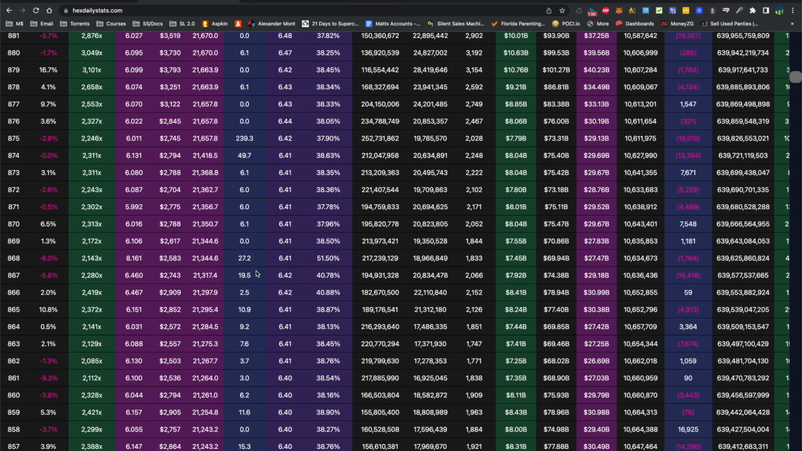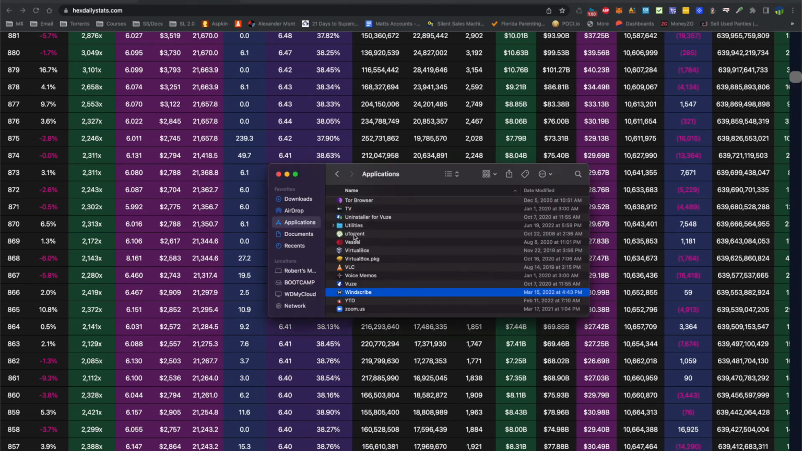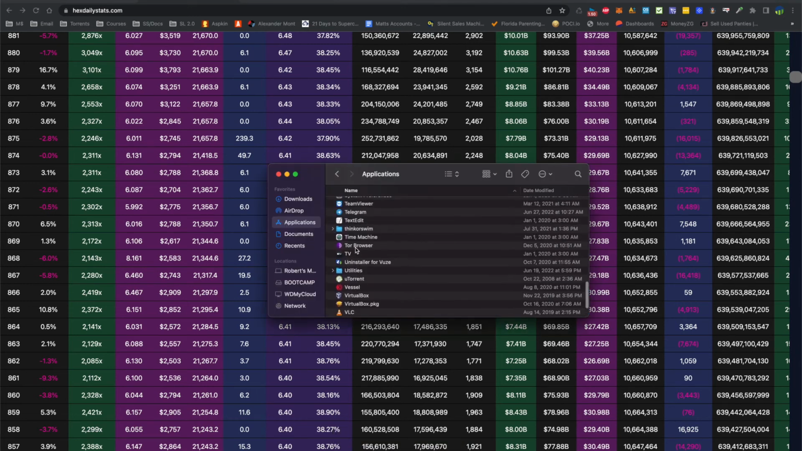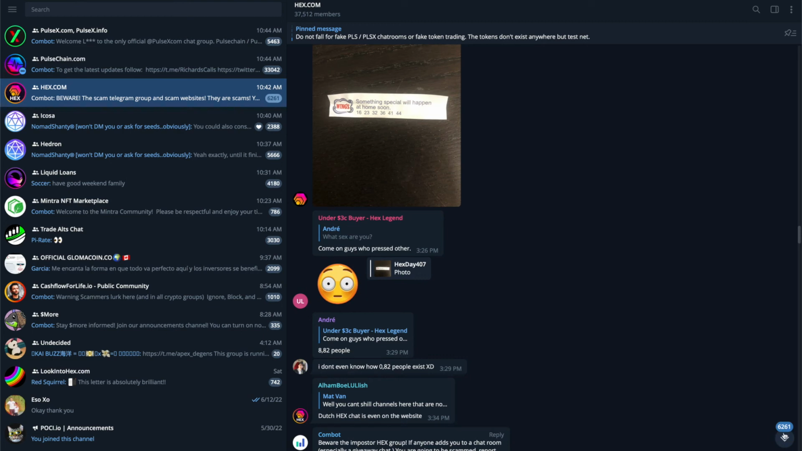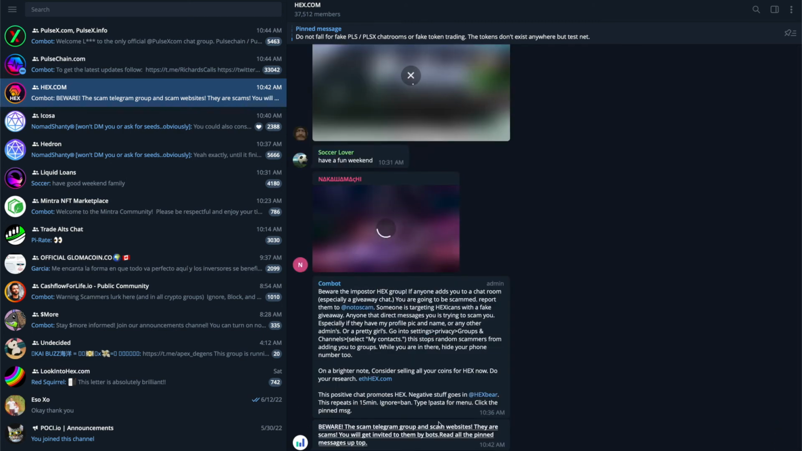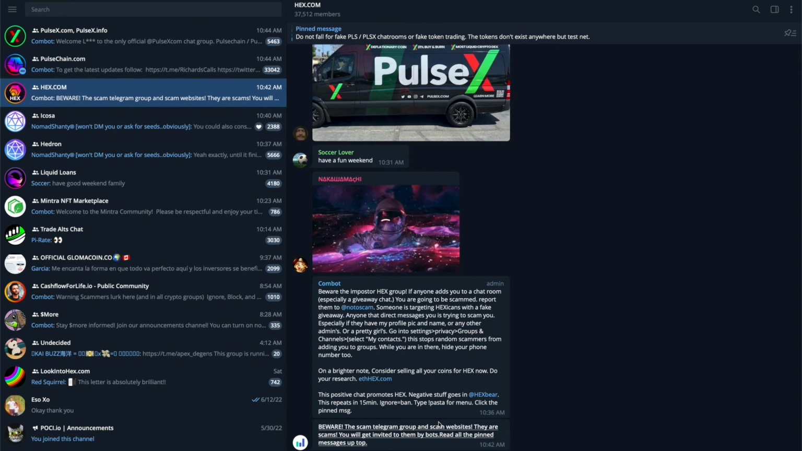One, it's got a really strong community in the Telegram group. You can see for hex.com, there's 37,512 members. You can see it's really active, which is huge. Doesn't matter how many members there are if it's not active. And if you go on YouTube, you can find there's people promoting HEX literally everywhere. So the community is really strong.